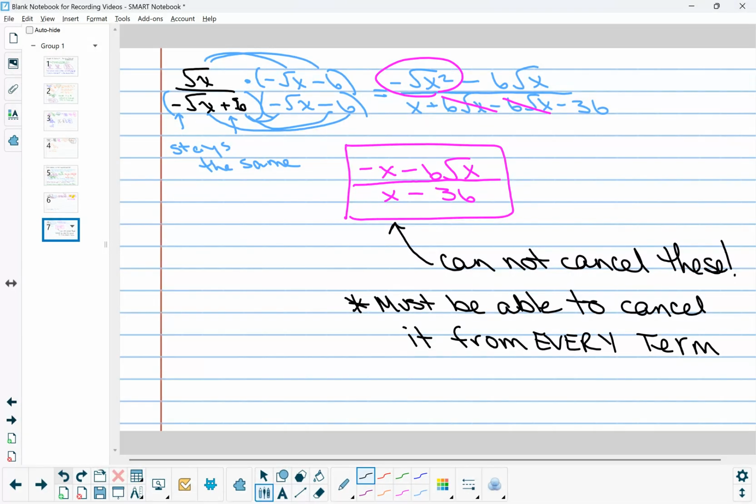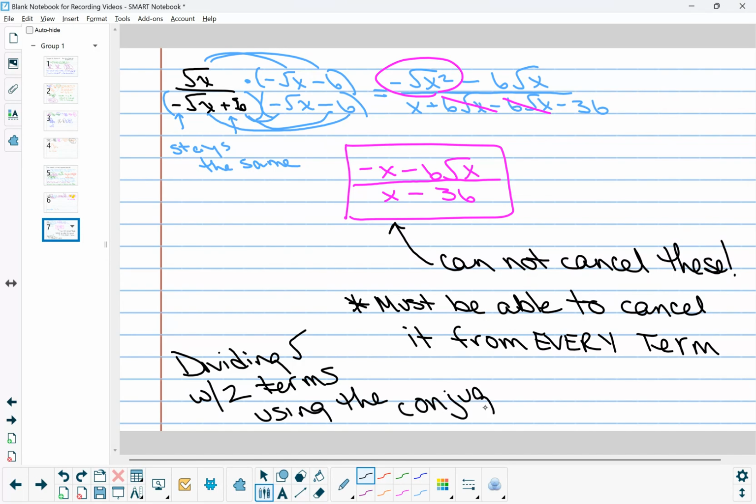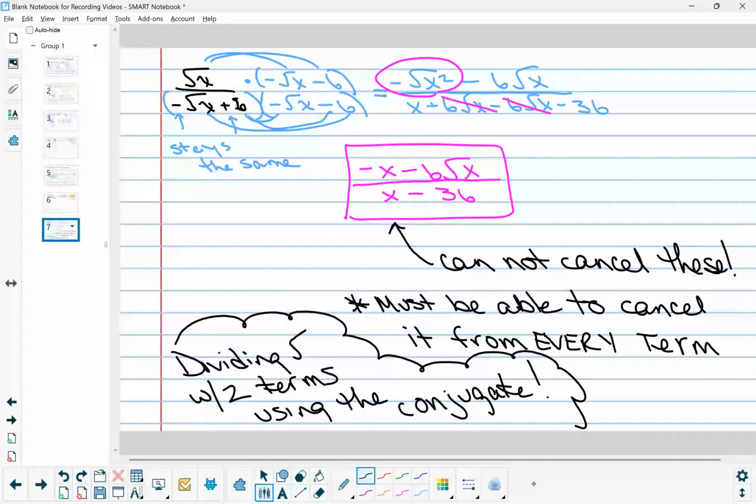All right. Okay, so this is dividing radicals with two terms using the conjugate. And this is something that you're going to use again when we deal with imaginary numbers in another section or two. Okay? So hopefully that went okay for you.